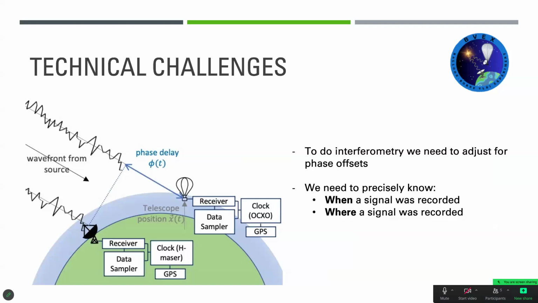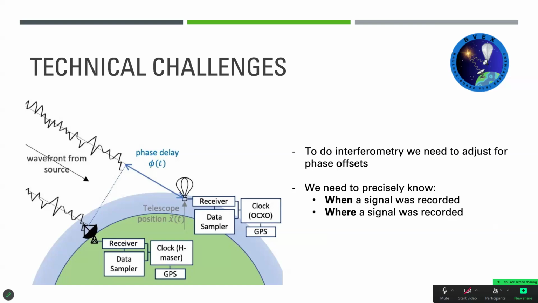Okay, so technical challenges. The easy part was building the radio telescope. The hard part is actually doing interferometry. Why? Because interferometry hinges on you being able to adjust for this phase offset here, to adjust for the fact that both light waves will have hit the two different telescopes at different times.